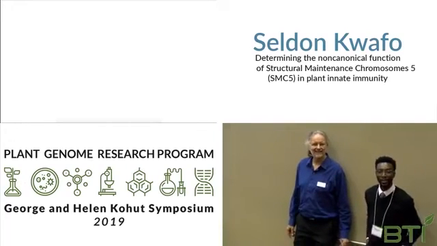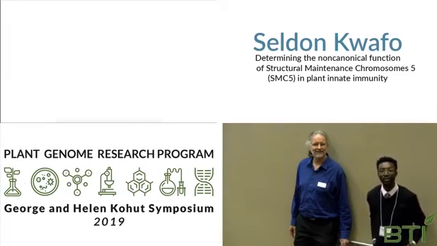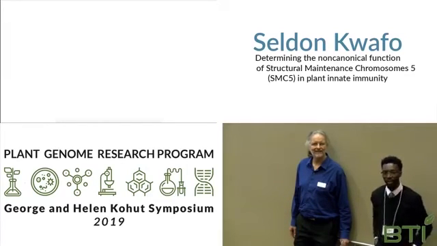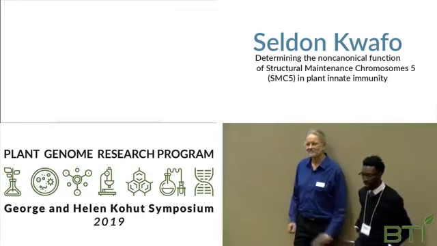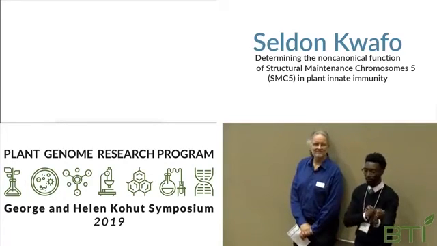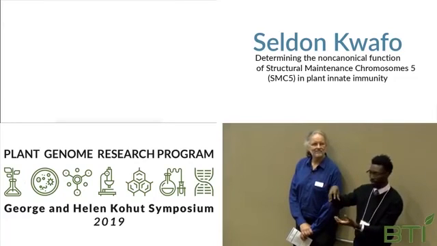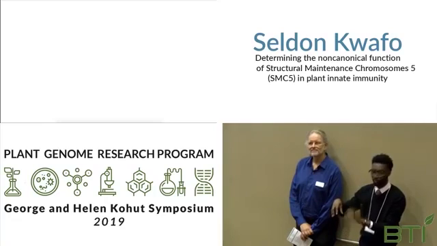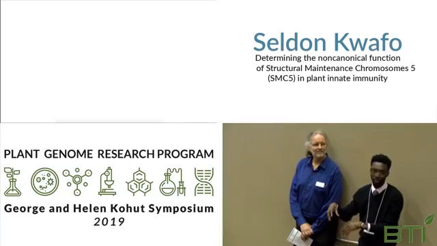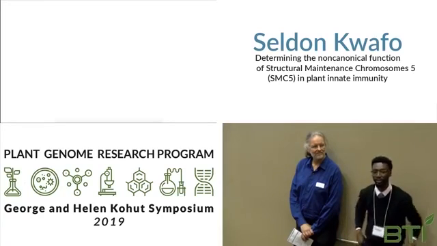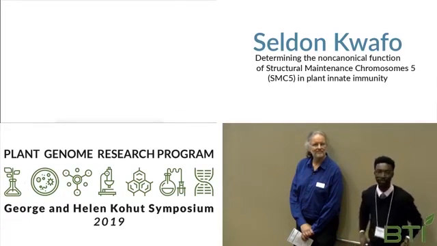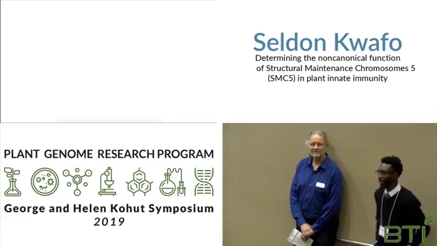I saw in your methods that you flew through the floral dipping. Yes. So floral dipping is a method of transformation where you dip the flowering Arabidopsis plants in resuspended Agrobacteria, and with this method we are able to produce transgenic plants through the transformation by dipping them into resuspended Agrobacteria. Any questions?